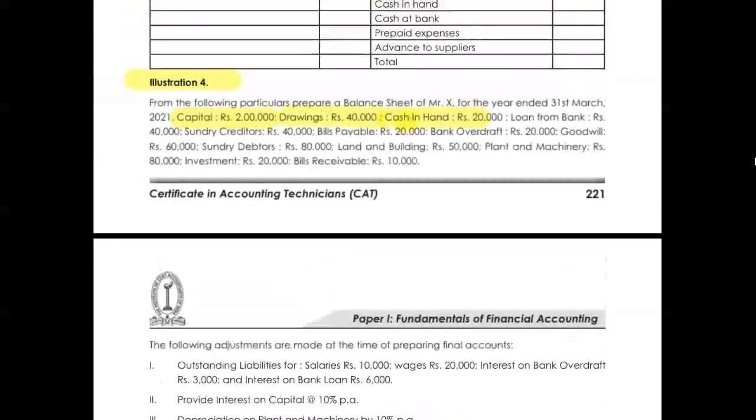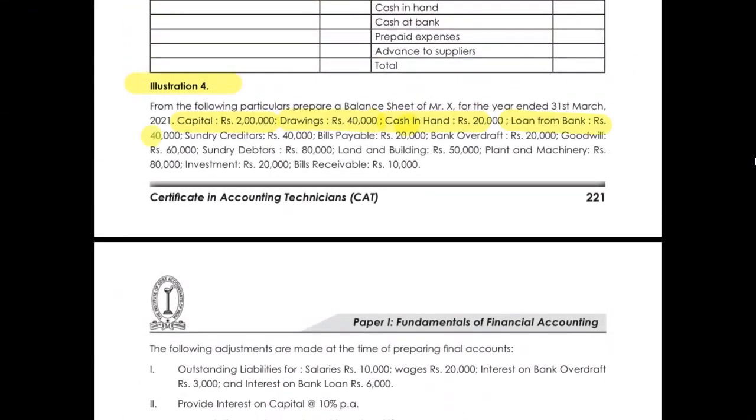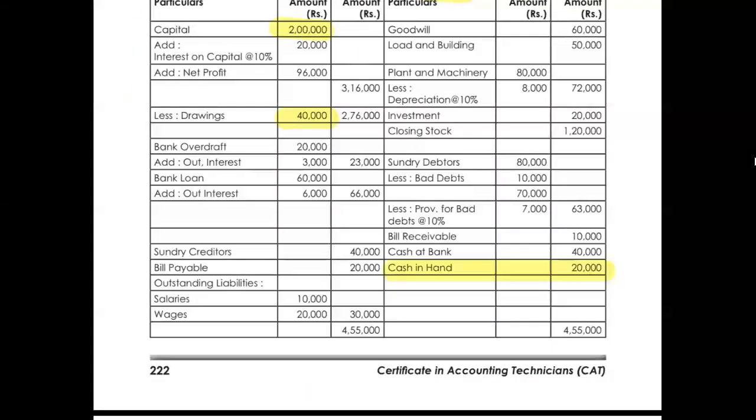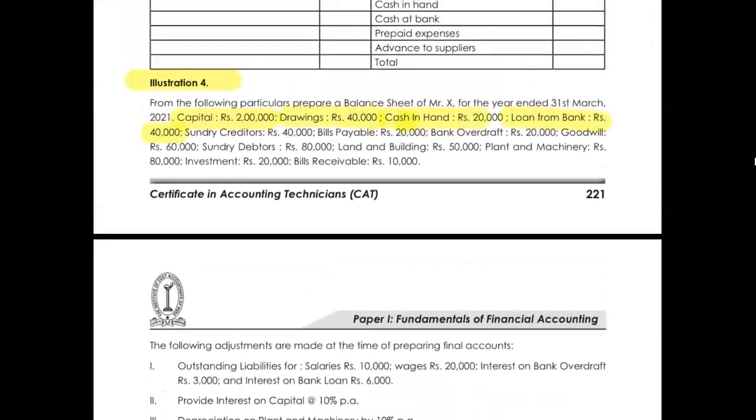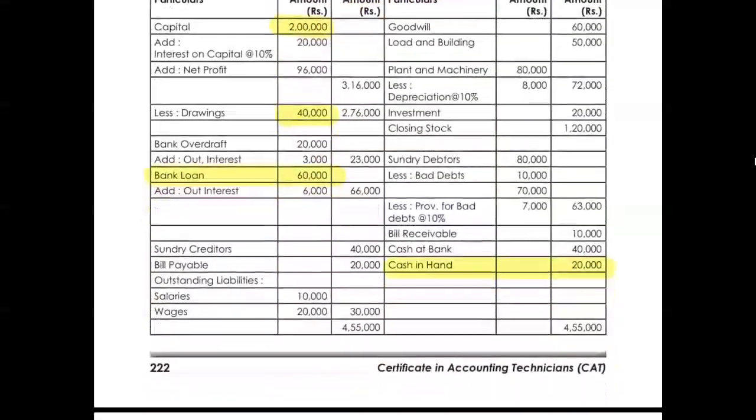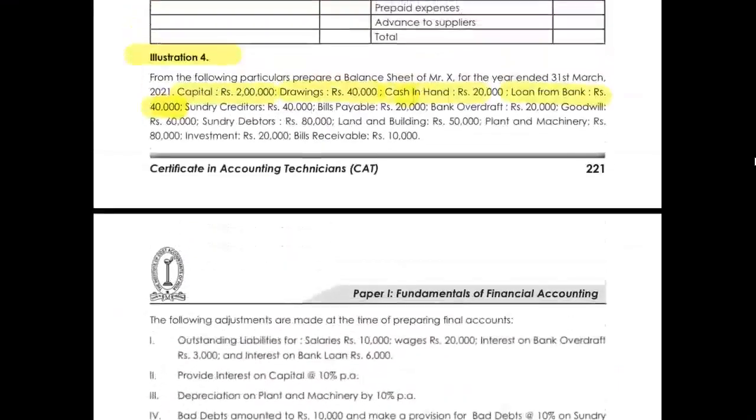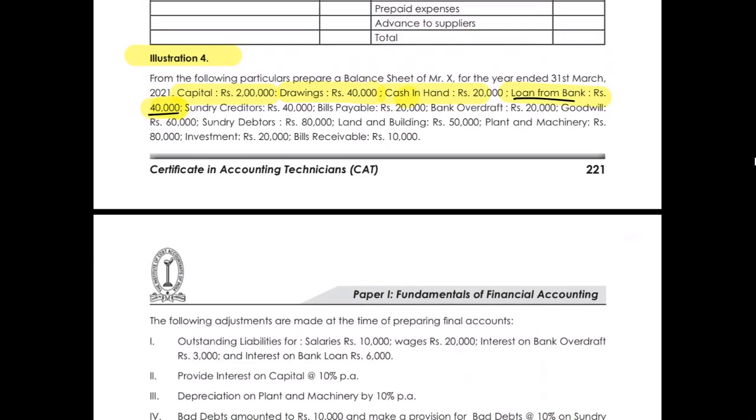Okay. Then we have loan from bank of 40,000. So if it is a loan, it is a liability. It will come on the credit side. It is loan from bank, 60,000 that we have written over here. Oh, there is a loan from bank of 40,000, not 60,000. So they have written it incorrectly. This should be 40,000. Okay, there might be some adjustments which we will come across. Loan from bank, currently it is 40,000.